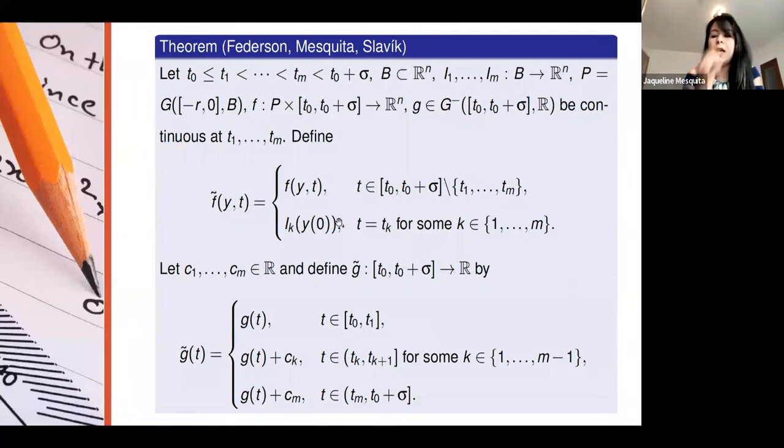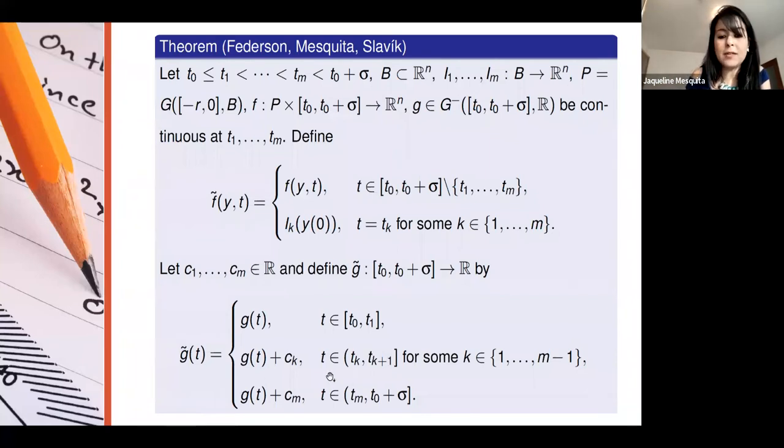In order to have that, here I describe how we can relate them. We define our F tilde equal to our function F on the whole interval except at the moments of impulses, and F tilde will be equal to the impulse operators at the moments of impulses. Then I define G tilde equal to G except for a constant, so it will be equal to G(t) for t in the first interval, and then equal to G(t) plus some constant in the next one, and so on until the last part.